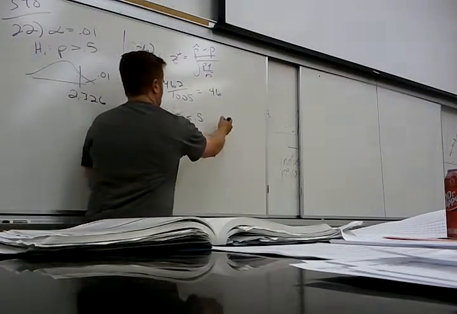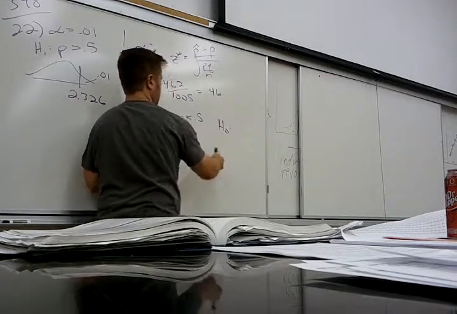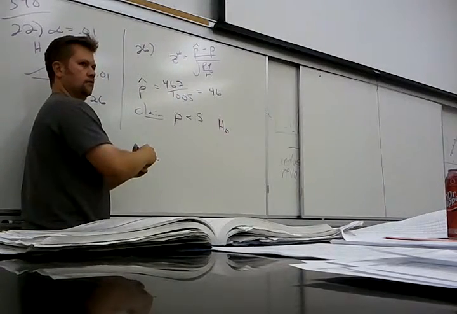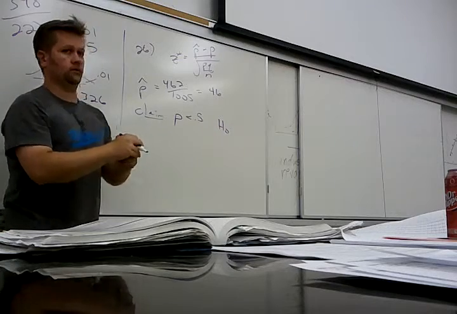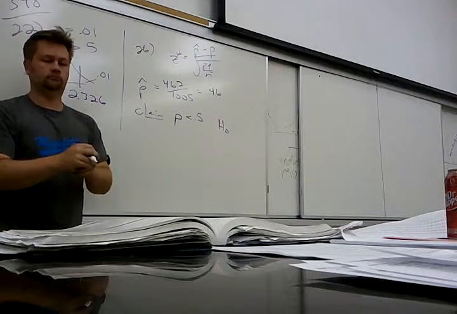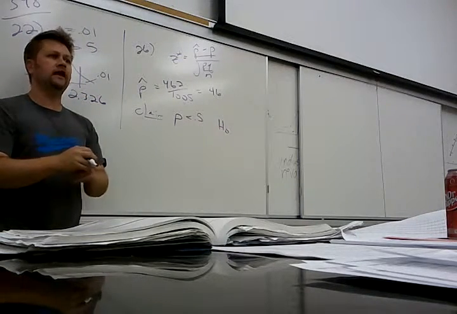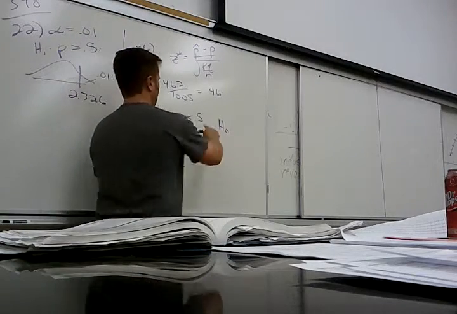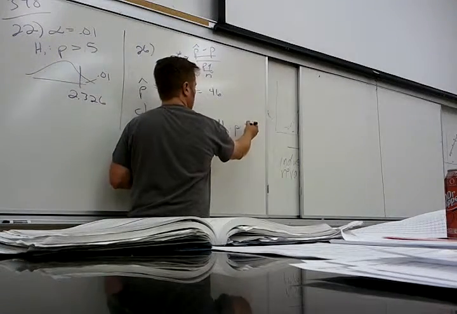What would the H0 be in this case? What would the null hypothesis be? What would the H0 be? Less than 25. Less than... What does the H0 always have to have? Equal. So since that's less than, this will be P. Okay.